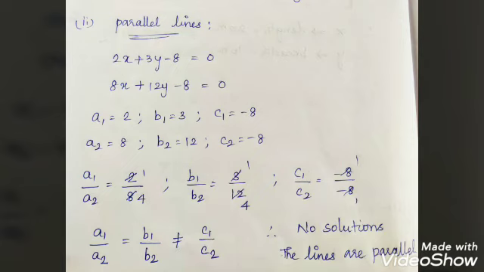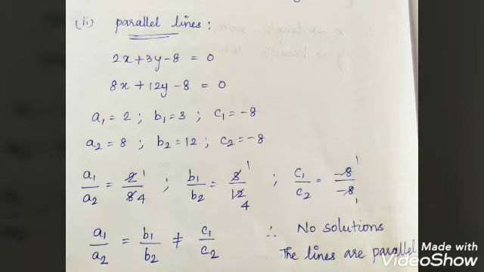Next is parallel. First, for intersecting we saw we interchange the coefficients. Now parallel. Parallel means a1 by a2 equal to b1 by b2. So first we have to concentrate on the coefficients of x and y. We multiply the x and y coefficients of the first equation with the same constant. Now we are going to multiply with 4. 2 into 4, 8x plus 3 into 4, 12y. The constant, no problem, leave it as it is, minus 8 equal to 0. This is your second equation.